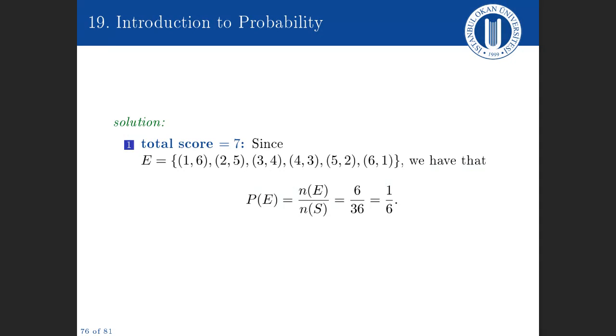For a total score of 7, we've seen that our event is the subset containing (1,6), (2,5), (3,4), (4,3), (5,2), and (6,1). How many elements are in here? There's 6 elements in this set. How many elements are there in the whole sample space? There's 36 elements in the whole sample space because the first die has 6 possible outcomes and the second die also has 6 possible outcomes. 6 multiplied by 6 is 36. So the probability of getting a total score of 7 must be 1 divided by 6.